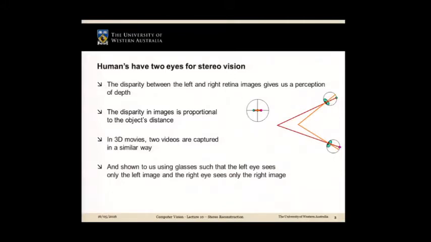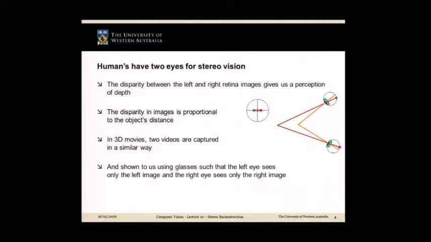To explain that, let me give you an example. Hold your thumb in front of your face. Close your left eye or your right eye and look at your thumb. Then switch between the eyes, and you will notice that your thumb is moving with respect to the background. That's basically disparity.